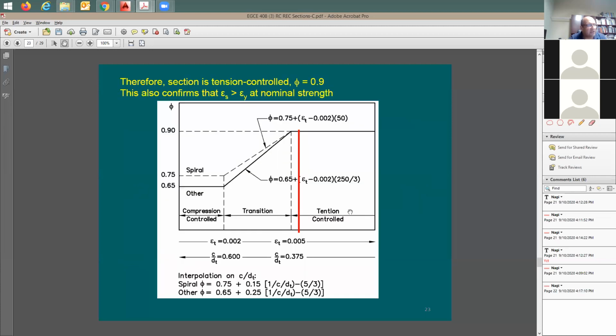Do you guys have any questions on the use of this table or chart? You're good?